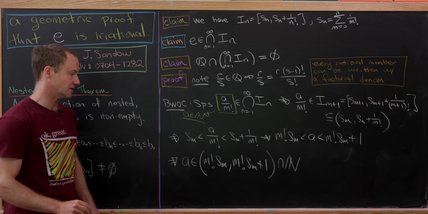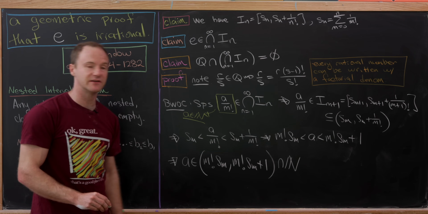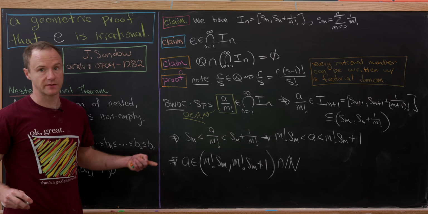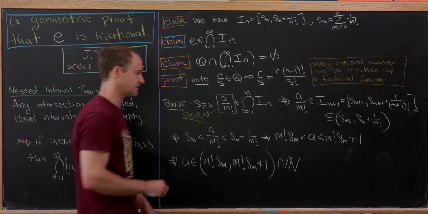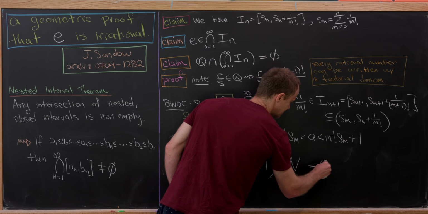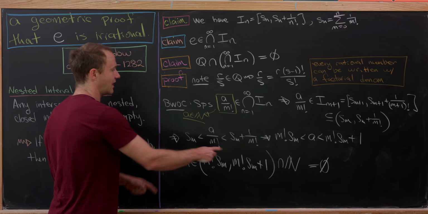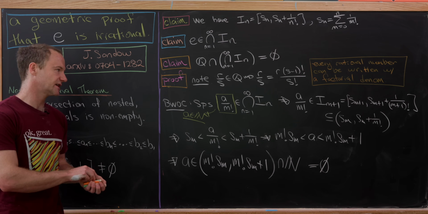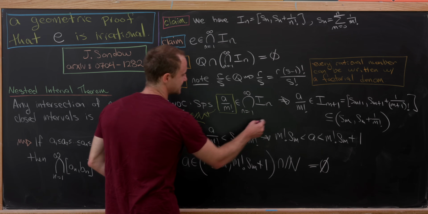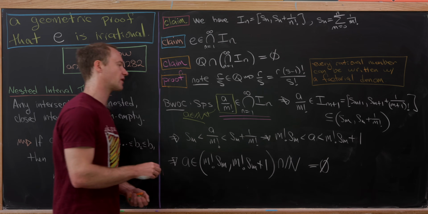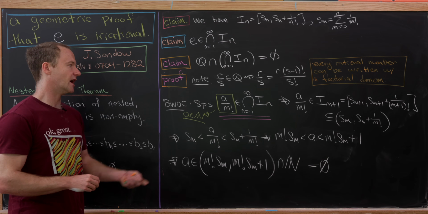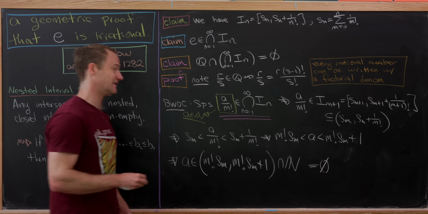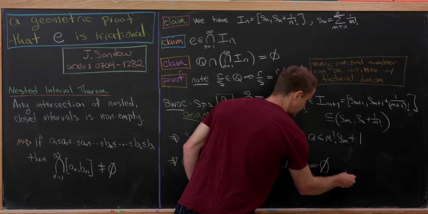But that's a problem, because these are consecutive natural numbers. And since we have an open interval, well, there are no natural numbers between those two consecutive natural numbers. So that means this is in fact the empty set. So we've got an element of the empty set, which is a contradiction. What does it contradict? Well, it contradicts this assumption right here that we were able to find a number of the form a over m factorial within that intersection, which means that's in fact impossible.